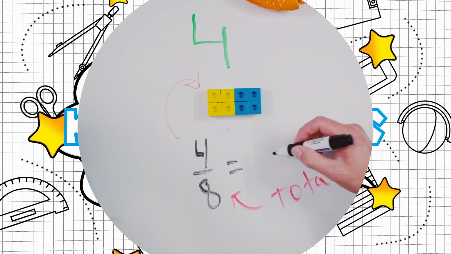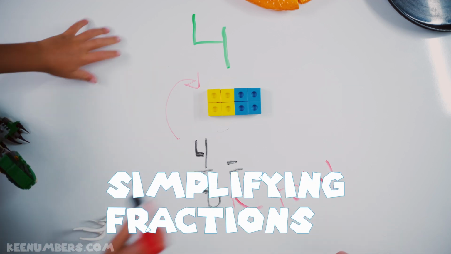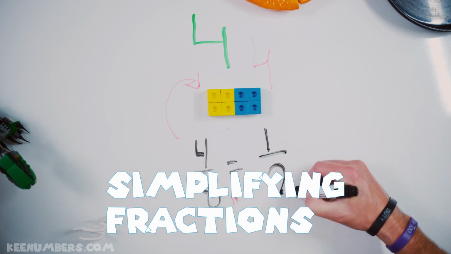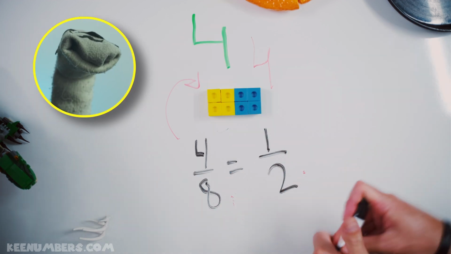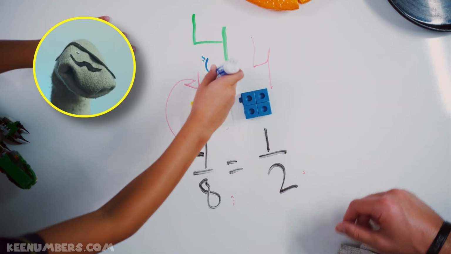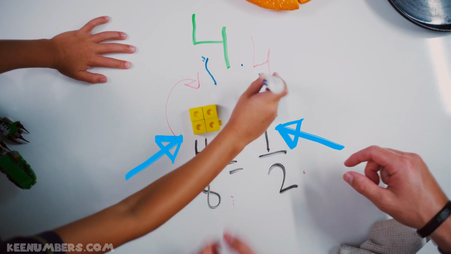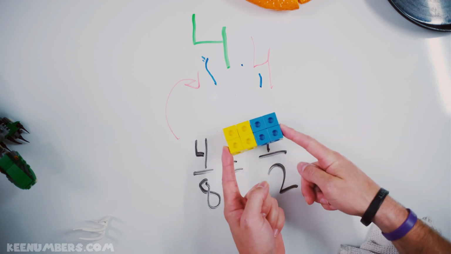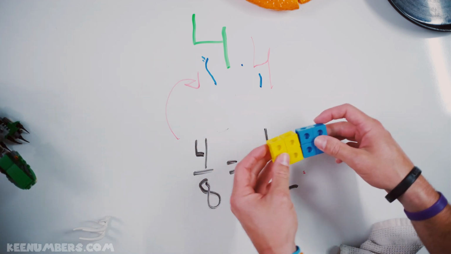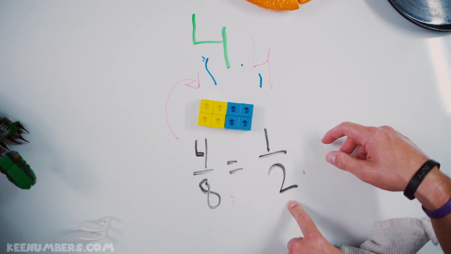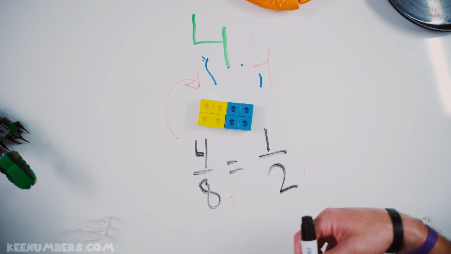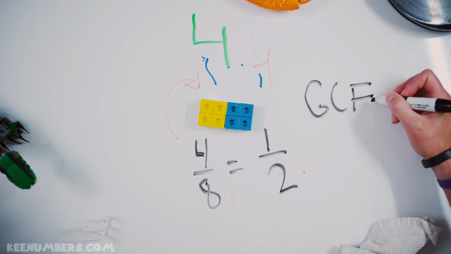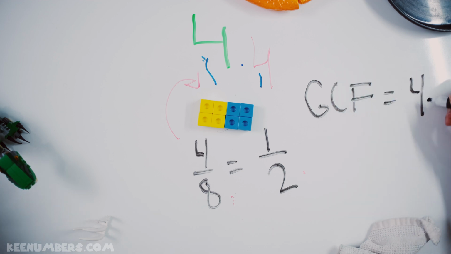Hey, wait a second here. I think I know what's going on. 4/8, that's the same thing as 1/2. Look at that, because you can cut it into 2 halves, 2 equal piles. This is 1/2 of the original 2x4 block. So 4/8 is equal to 1/2. You'll notice here the greatest common factor, GCF, is 4.